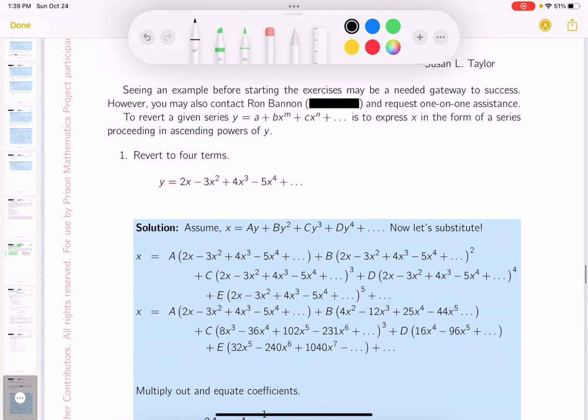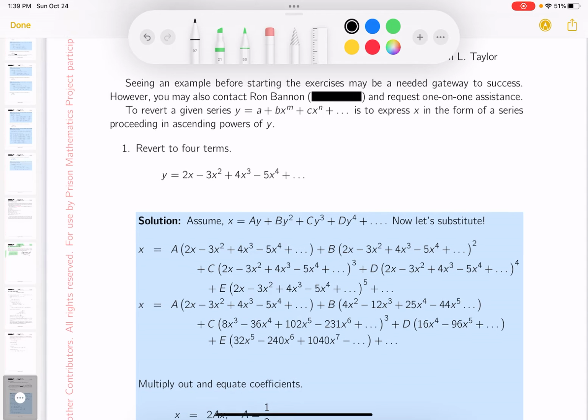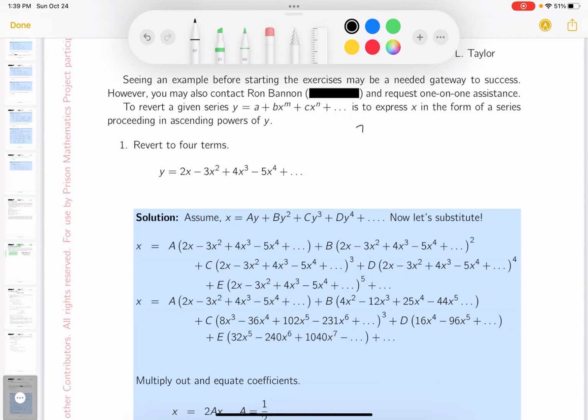It says revert to 4 terms. Basically, we're trying to find the inverse with 4 terms in it. So what's an inverse going to be? An inverse of this thing is actually easy to write down. The inverse would be x equals, and I don't know the coefficients of it, so I just put down a y plus b y squared plus c y cubed plus d y to the 4th, and so on.